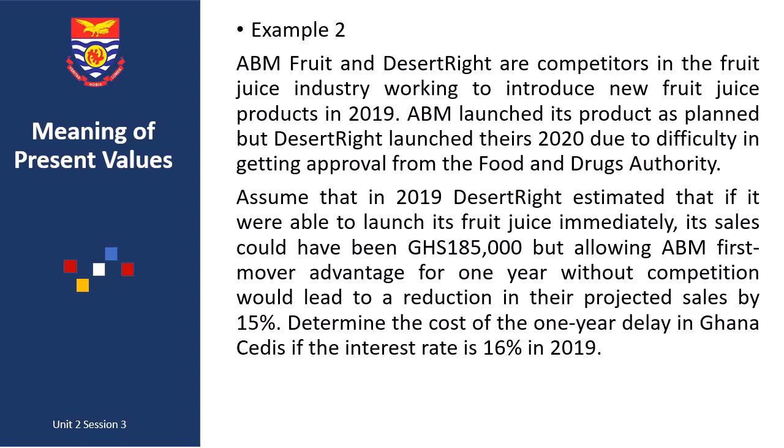Then we find the difference between the two. So the difference between the two is the cost of the 1 year delay. Because they couldn't launch their product in 2019, their sales projection was reduced. So the difference between the two projections will give you the cost of the delay. I hope you understand. Alright, so let's try our hand on it.